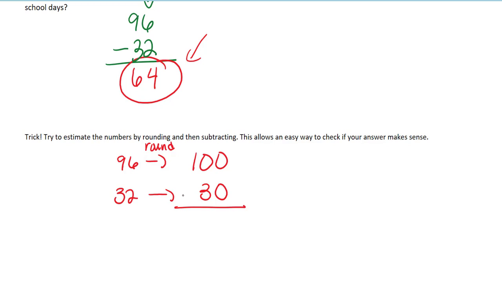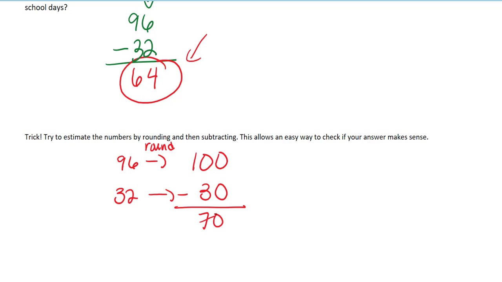So we go ahead and subtract, because that's a little bit easy to do in our head. 100 minus 30 is 70. So pretty close to the 64. This is a good way to start, because as we like to call it, it's number sense, to make sure that the answer we got makes sense. A lot of people do this by estimating, kind of like this. So definitely use this trick.